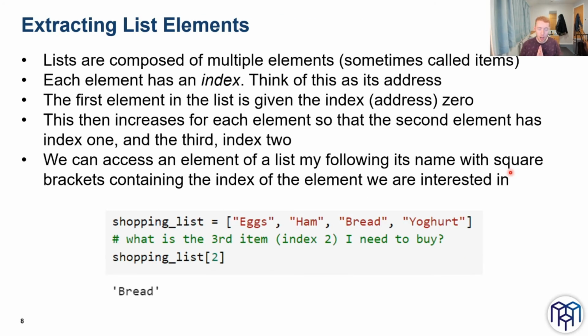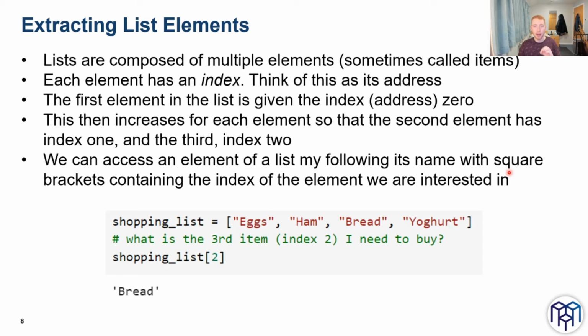Okay, so we know how to create a list now. The next thing we're going to want to do is to actually manipulate and work with lists. The first thing we're going to do is extract elements out of a list. So we put them in, let's take them back out. Lists are composed of multiple elements, which will sometimes be called items as well. Each element has something called an index. You can think of this as its address. In the same way that if you wanted to know where someone lived, you need their house number, if you want to know where some data lives inside of a list, you'll need its index, its address.